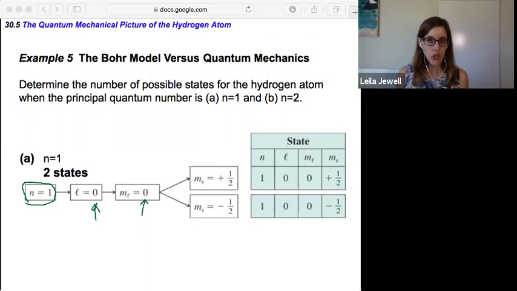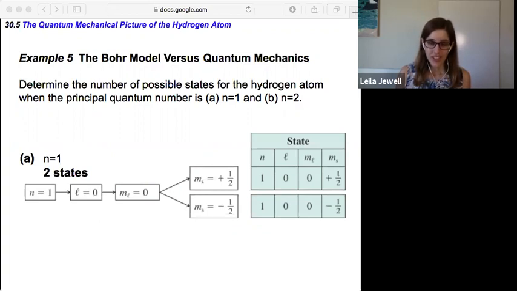Cool. So this is twice as much as the Bohr model, but it's only one more, right? Not that big of a deal? Maybe not. Well, what about when we go to n equals 2? What's that going to change? Well, it's going to first start with this L value, because L can go up to n minus 1, but it can take on a few different values.